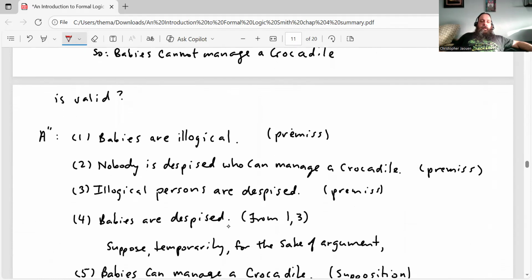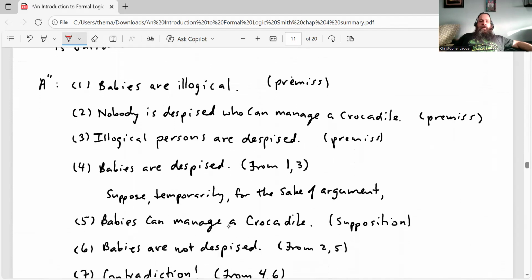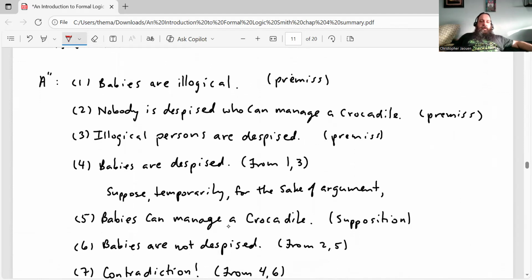All right, so we'll do that with an indirect argument. So here's the demonstration. One, babies are illogical. That's a premise. Two, nobody is despised who could manage a crocodile, also a premise. Three, illogical persons are despised. Again, that's a premise. And then we infer four from one and three, babies are despised.